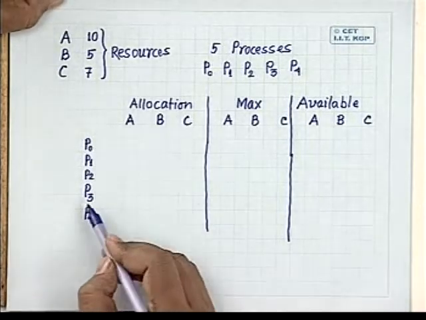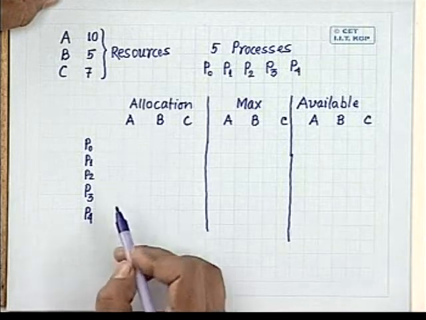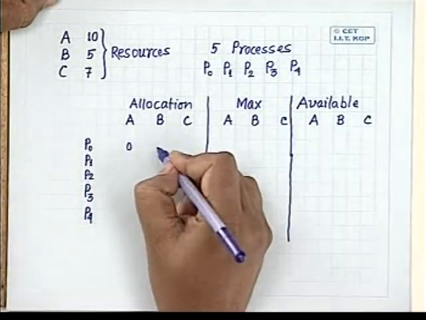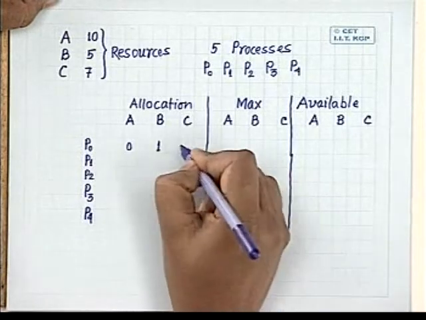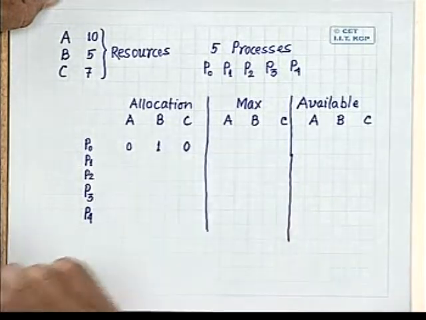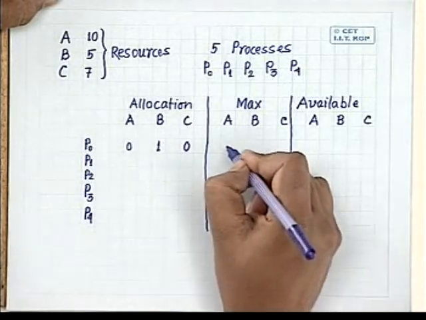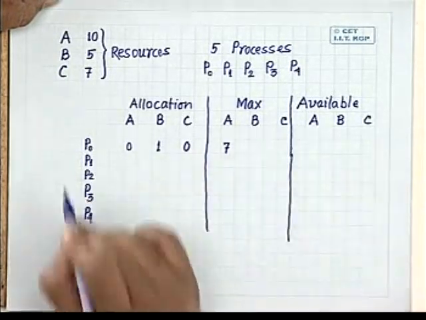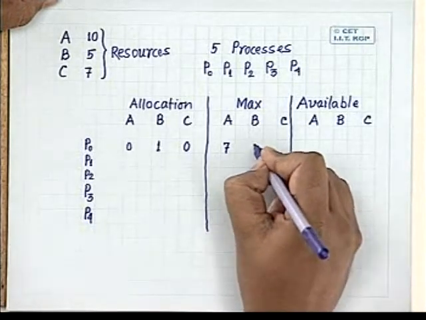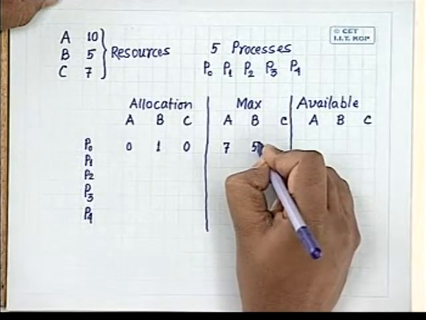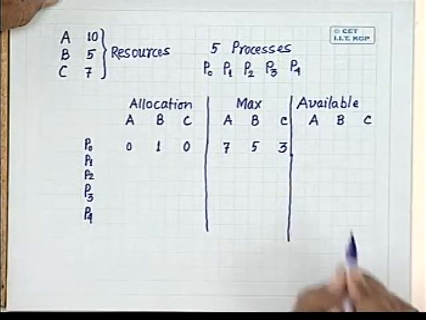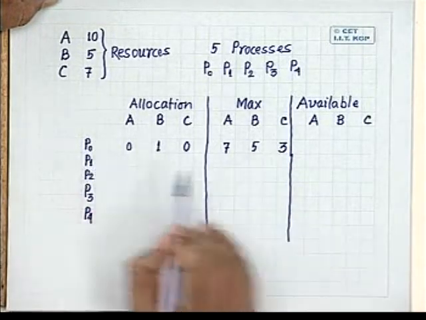So at a particular instant of time, P1 has been allocated 0 instances of resource A, 1 instance of resource B and 0 instances of resource C, whereas the maximum requirement of the resources for process P0 is something like this: 7, 5, 3. This is the maximum requirement of the resources for process P0.